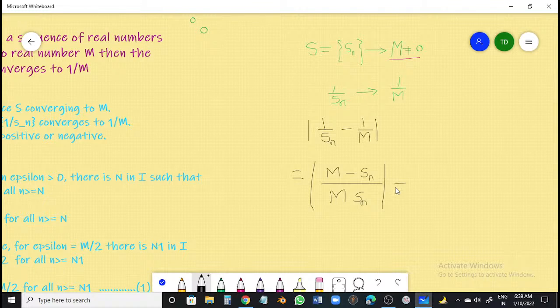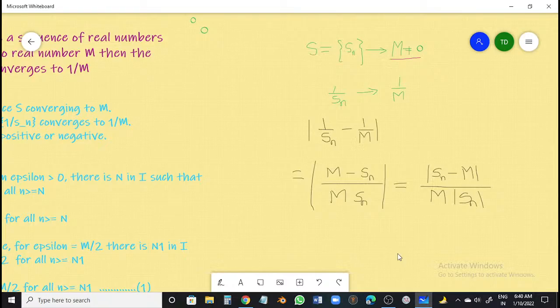So we can call the same as modulus of Sn minus m, because this kind of terminology is familiar to us. And in the denominator we all know that m is positive, so m can be taken out of the modulus, and I just want to deal with modulus of Sn. So we want this particular term to be less than epsilon. Let us see how to adjust.